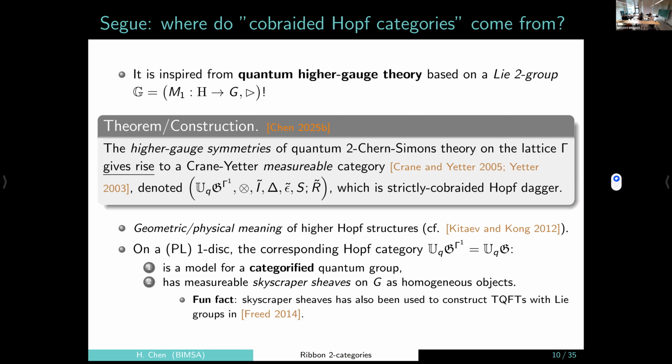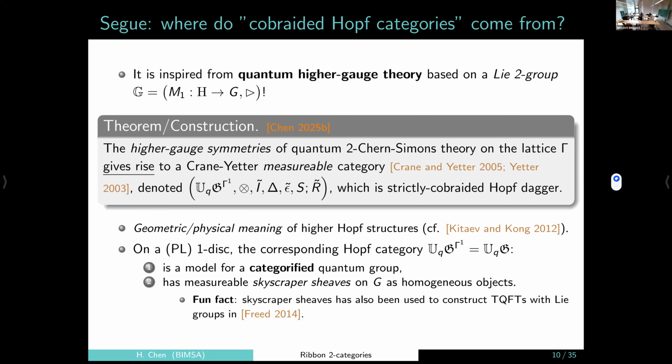I'm not very good at category theory, so I can't tell you anything about the universal construction, whatever. But what I can do is physics. So this cobraided Hopf category notion actually came from me studying higher gauge theory, trying to quantize it, and the underlying internal gauge group is actually a category called a Lie 2-group. And the main construction is that I'm able to give you a construction of the higher gauge symmetries of quantum 2-Chern-Simons theory, which is a very physical thing, and put it on the lattice.